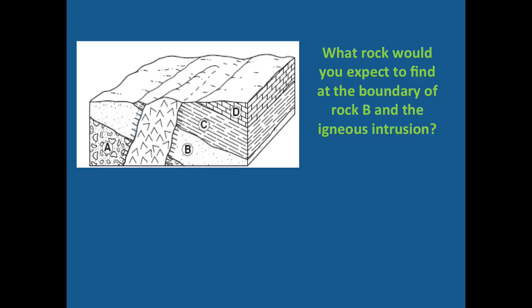So the Regents likes asking about that. What rock would you expect to find at the boundary of the igneous intrusion and one of the other rocks? So in this question, it's what rock would you expect to find at the boundary of rock B and the igneous intrusion? So the first step is you have to figure out what location they're asking about. So I'm going to highlight it. That's the boundary of rock B and the igneous intrusion.